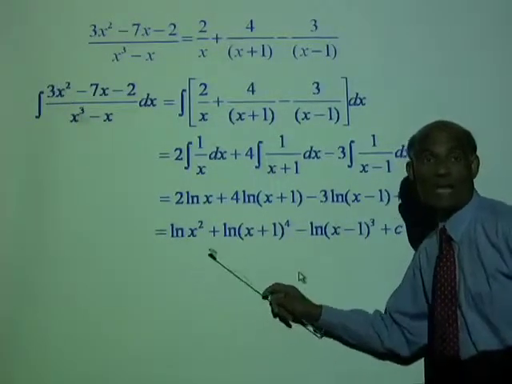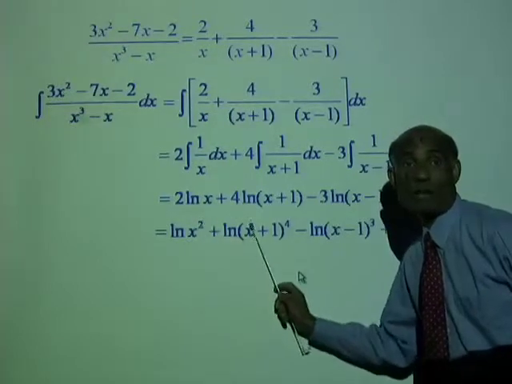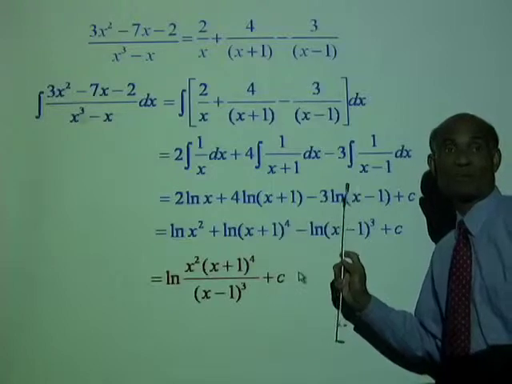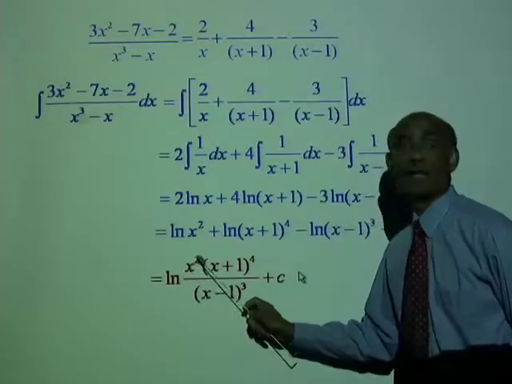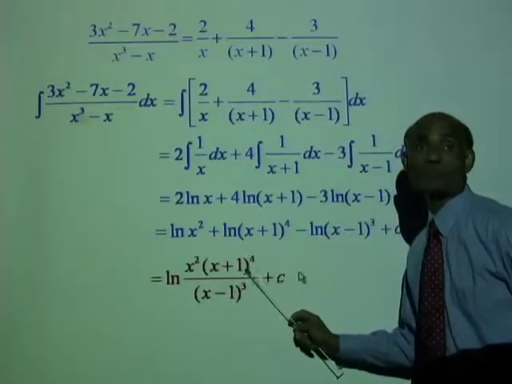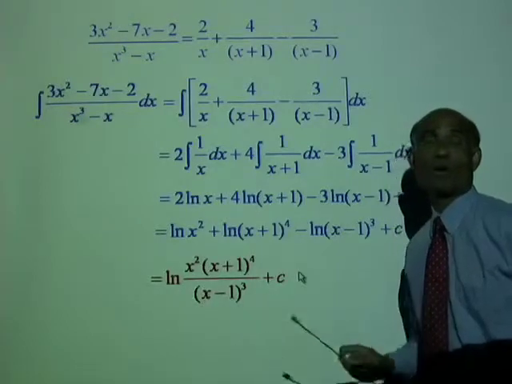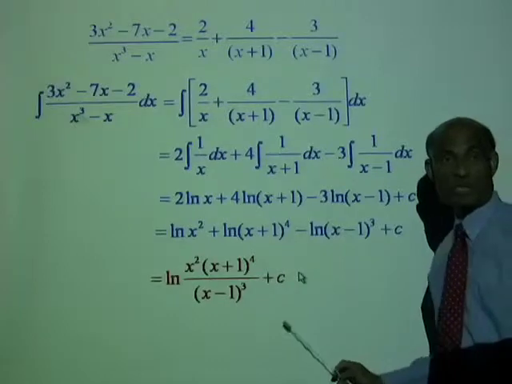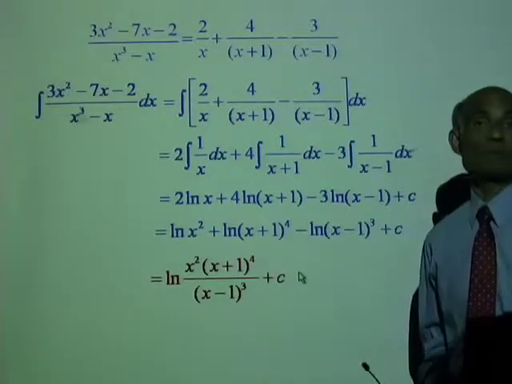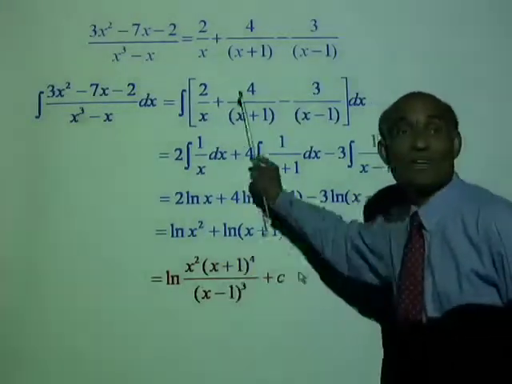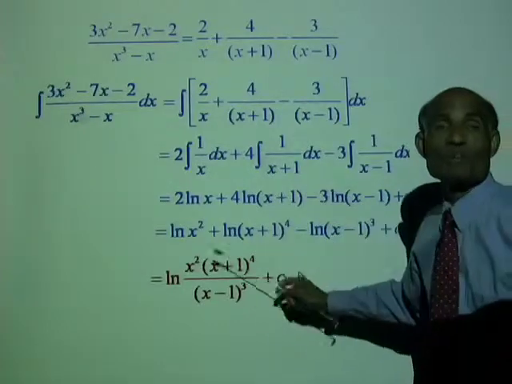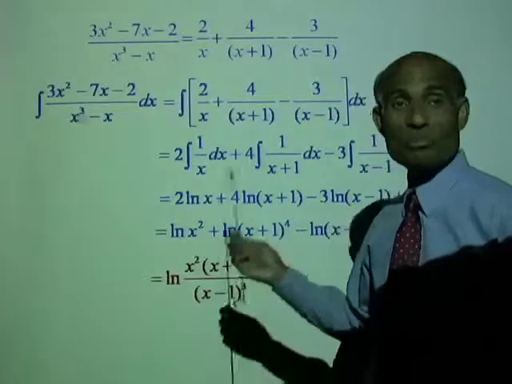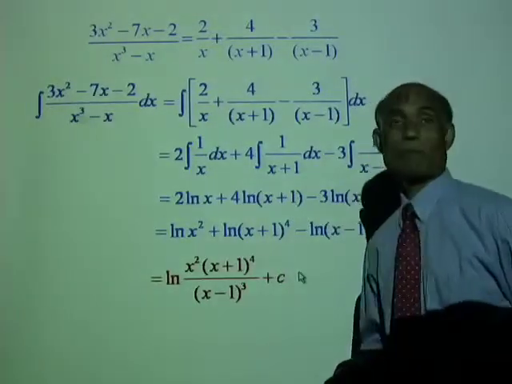So this will be ln of x squared times this quantity divided by that quantity. There you go. So that's equal to ln x squared times (x plus 1) to the power of 4 all over (x minus 3) to the power of 3 plus c is that integral. You can see by breaking down into these partial fractions we were able to integrate it without any pain. Very simple form of integration.